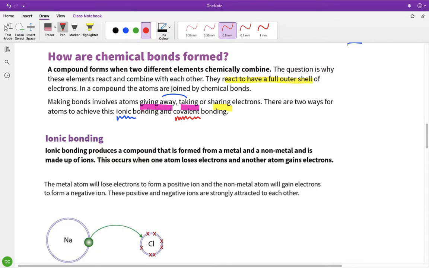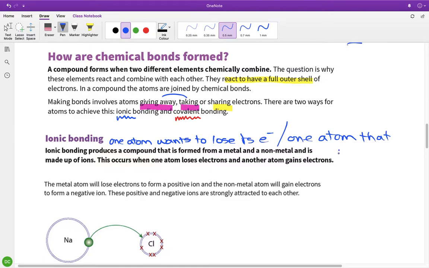So ionic bonding happens on this concept here, where one atom wants to lose its electrons, and there's another atom that wants to take these electrons. Okay, the reaction you can see here, an ionic bond happens between a metal and a non-metal. So a good example here is sodium and chlorine.